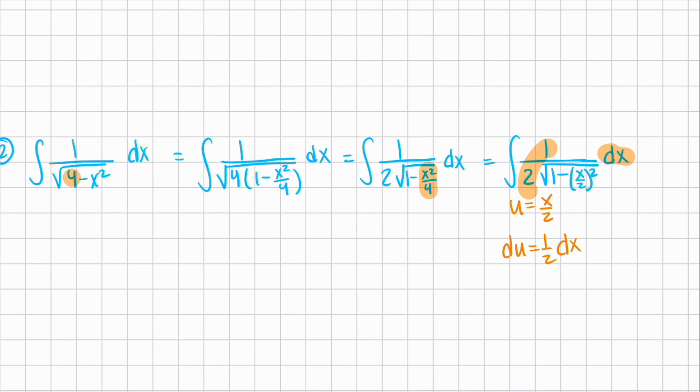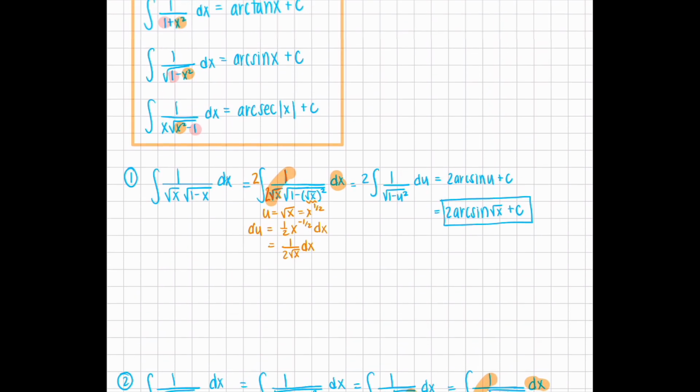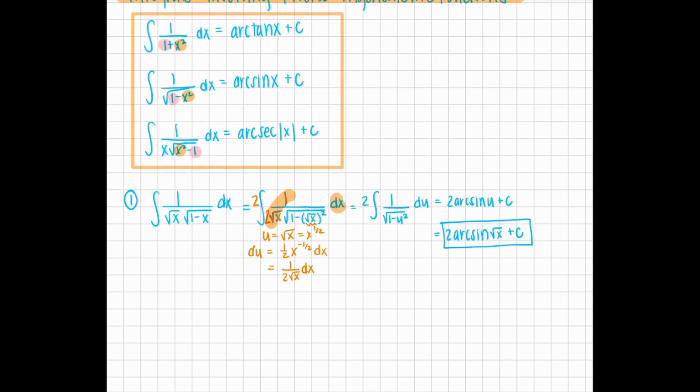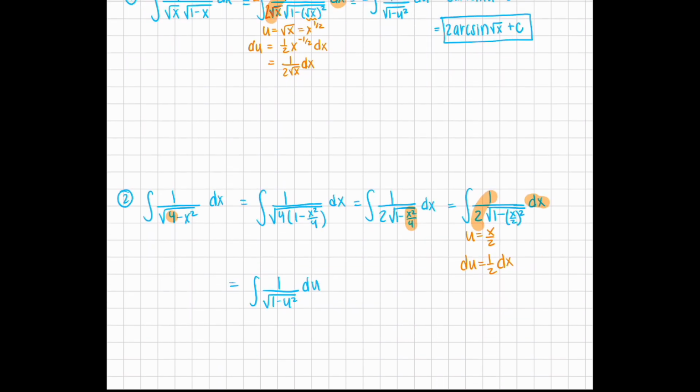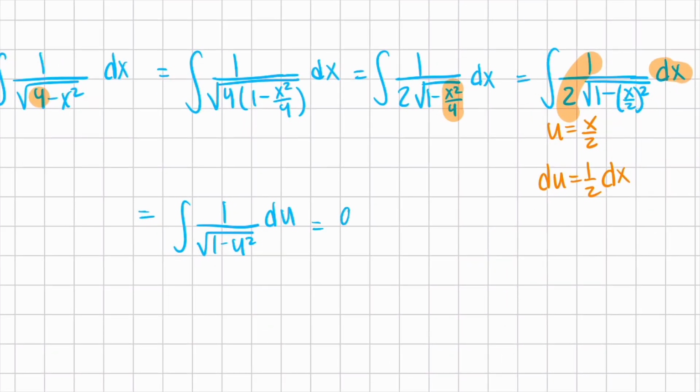So I'm going to replace with my u's. I get 1 over the square root of 1 minus u squared du. Notice that this is our arcsine identity. So this is going to be arcsine of u plus c. Last step, rewrite to be in terms of x. I get arcsine of x over 2 plus c.